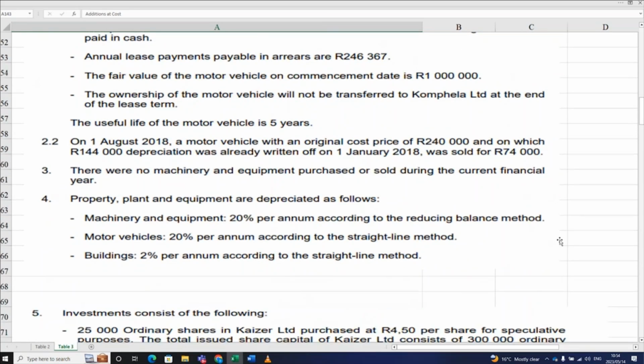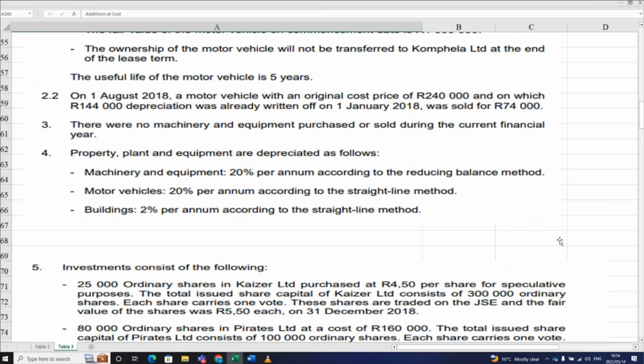On 1 January 2018, a motor vehicle with an original cost price of 240,000 and on which 144,000 was already written off as depreciation on 1 January 2018 was sold for 74,000. There were no machinery and equipment purchased or sold in the current financial year. Property, plant, and equipment are depreciated as follows: machinery and equipment 20% per annum according to the reducing balance method. Okay. Motor vehicles 20% per annum according to the straight line method.